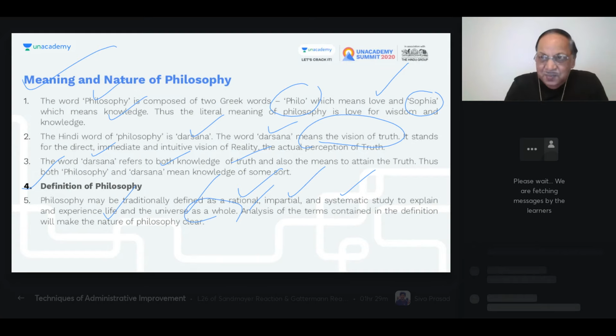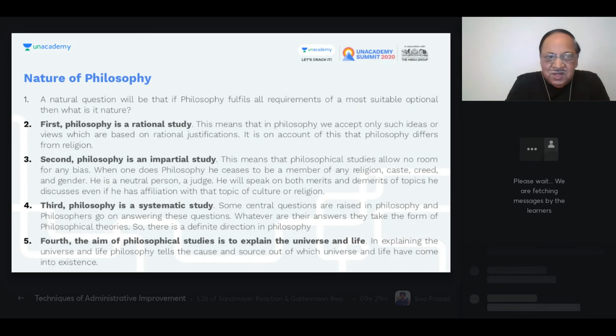Now, if you understand the meaning of these concepts which are contained in this definition, then you can very easily understand what is philosophy. So, the first term which is contained in the definition is rational. So, the first point is philosophy is a rational study.